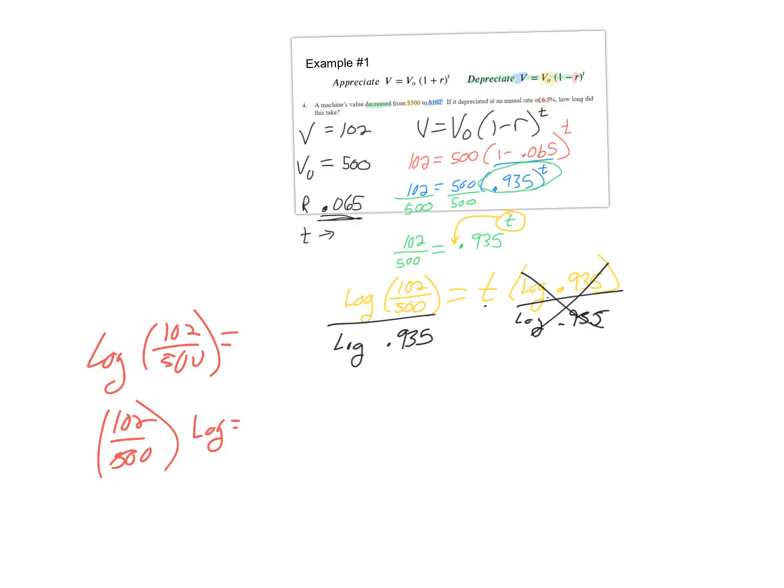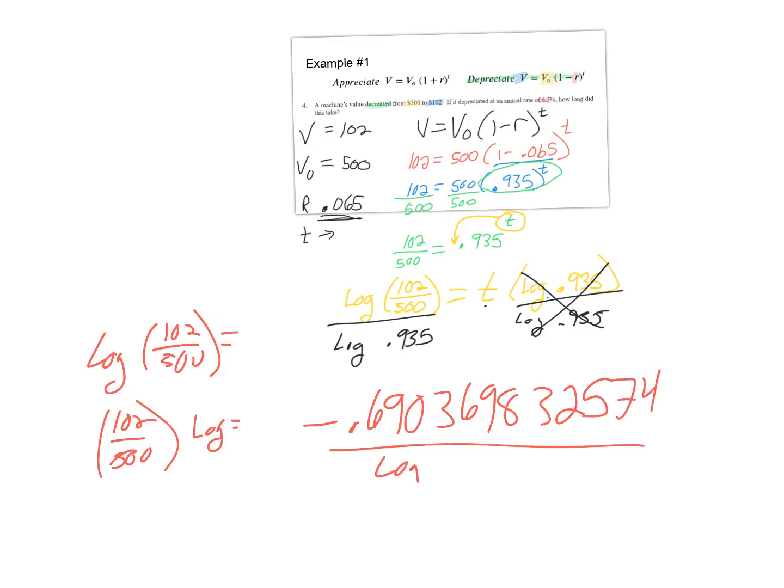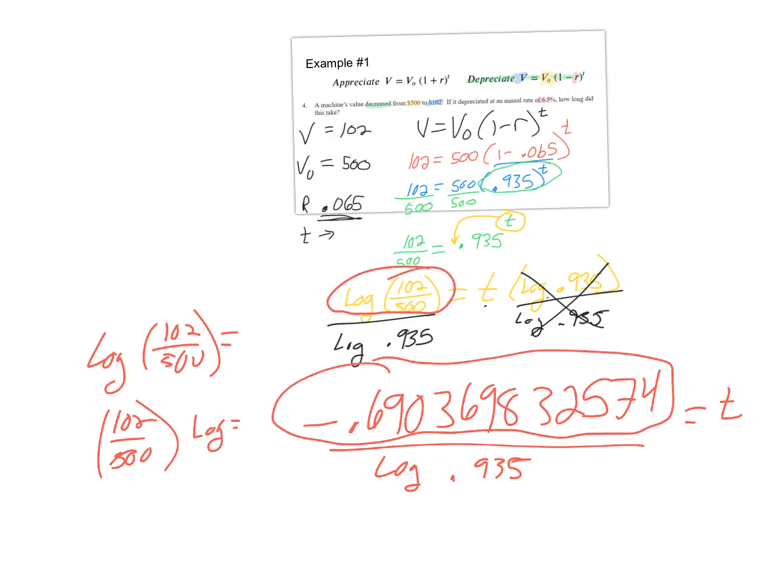Okay, so when I do that out, I get negative 0.69... 0369832574, still divided by the log of 0.935 is equal to t. Just wanted to make sure that your first part, this part up here, matched what you should have gotten here. Otherwise, your answer is going to be wrong. And again, don't round this yet. Keep this in your calculator.